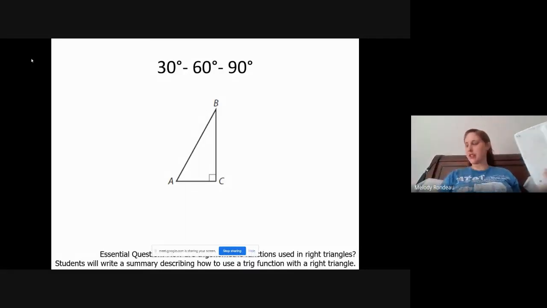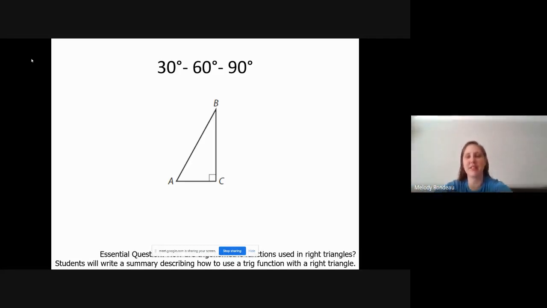Okay, so you guys just looked at 30, 60, 90 triangles using sine, cosine, and tangent. So what I'm going to do with us is we're going to talk about the 3 bears. And this is going to be a first for Miss Ballard. So those of you who know, now Miss Ballard will be in the know as well. So 30, 60, 90. I call this the 3 bears triangle.